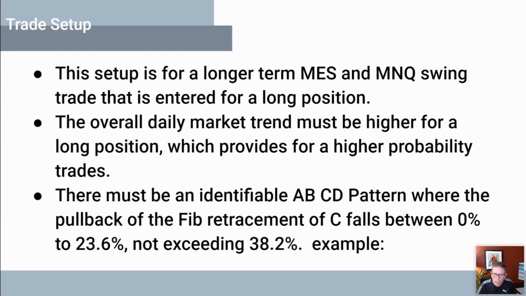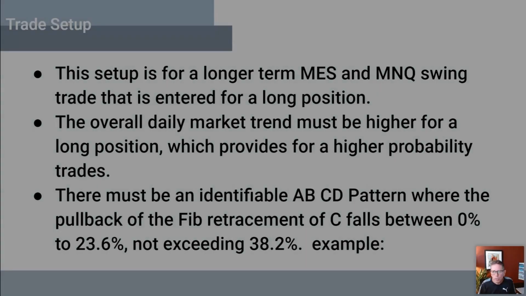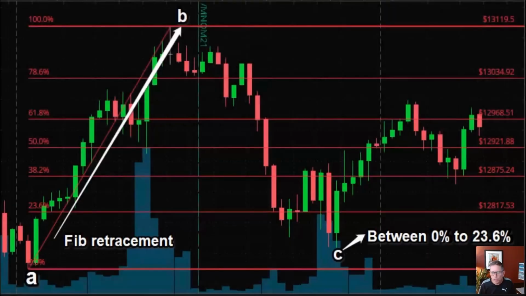I'm going to be talking about an ABCD pattern, and we're using fibs on these. When we talk about ABC, and I'll show you in the next slide here, you want to take that trade within the 23.6, 38.2 Fibonacci extension. That's where it starts. So let me give you an example of this. This is a Fibonacci retracement. After we go through these slides, I'm going to show how to draw these retracements and extensions. In this case, the fib is going from 0 to 100.